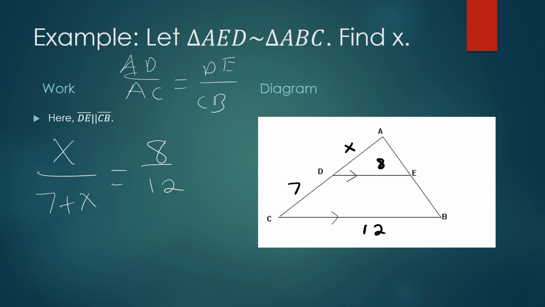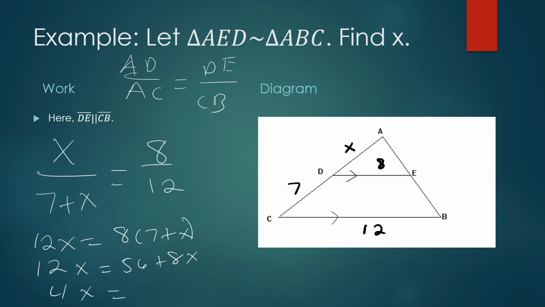When we solve a proportion, we are going to use cross multiplication. This is where we multiply the numerator of one fraction to the denominator of the other, and vice versa. We will get 12 times X must equal 8 times 7 plus X. This leaves us with 12X equals 56 plus 8X. 4X must equal 56. And we divide that out. We should get the value of 14.